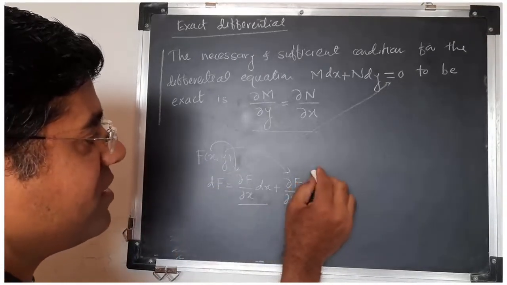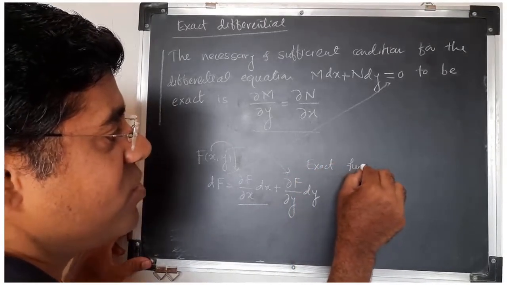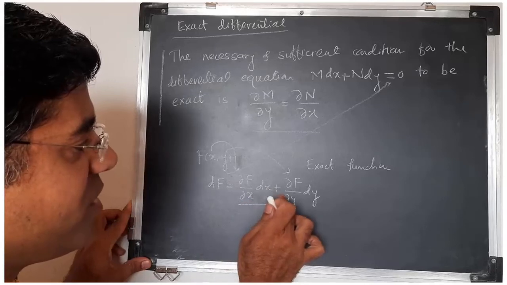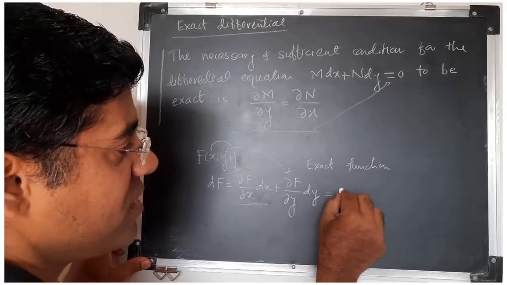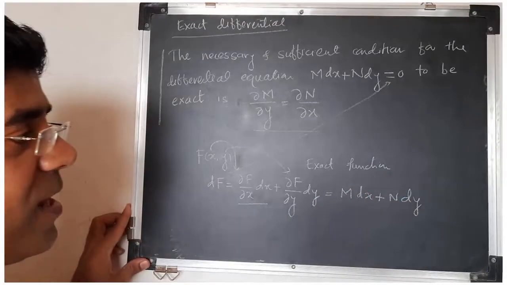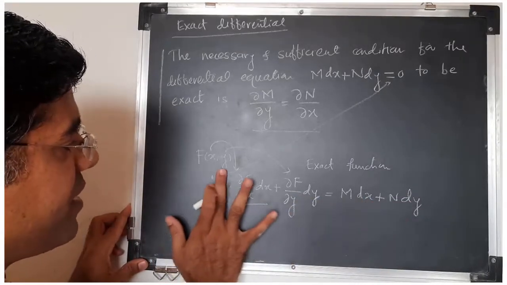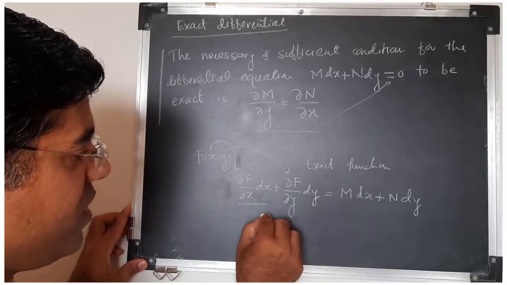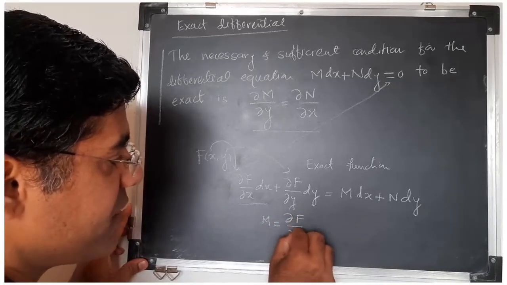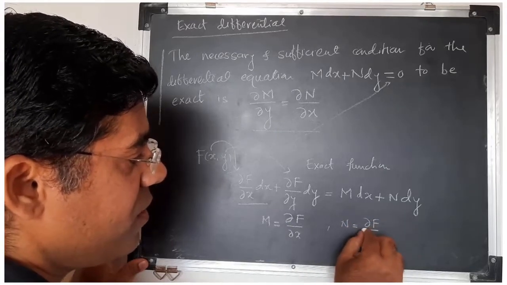So suppose I consider the given differential equation is exact. I will see a small proof of this one. In an exact equation we can write df is equal to ∂f/∂x dx plus ∂f/∂y dy, which is nothing but M dx plus N dy. So from this, comparing the coefficients of dx and dy, we can write M is equal to ∂f/∂x, and N is equal to ∂f/∂y.